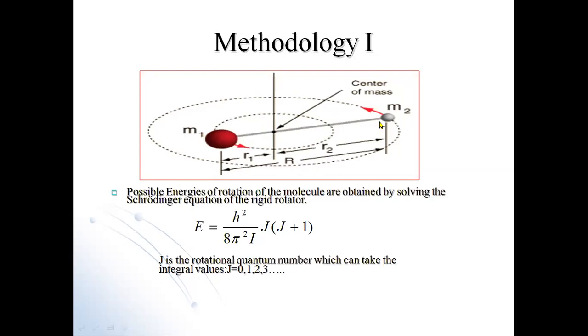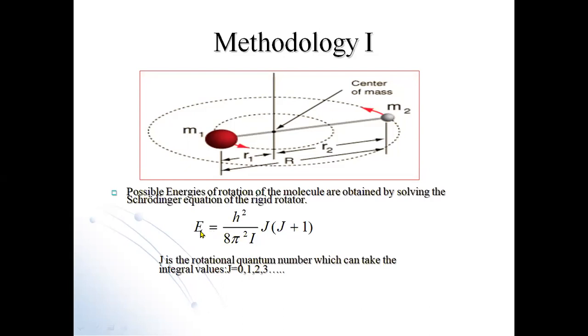You have selected a rigid rotator where the distance between the two atoms is constant, it is rigid, that is R1 plus R2 is equal to R, which is known as the bond length. Here you consider the bond length R constant, and you write down the Schrodinger equation and find the energy eigenvalue, and ultimately you calculate the rotational energy of the diatomic molecule for various quantum states. So here you see this equation is known to you.